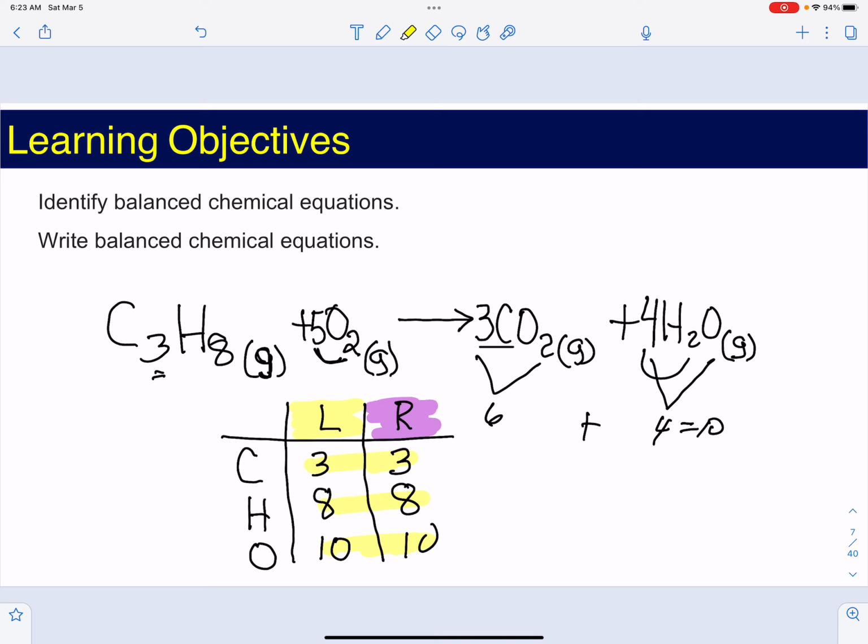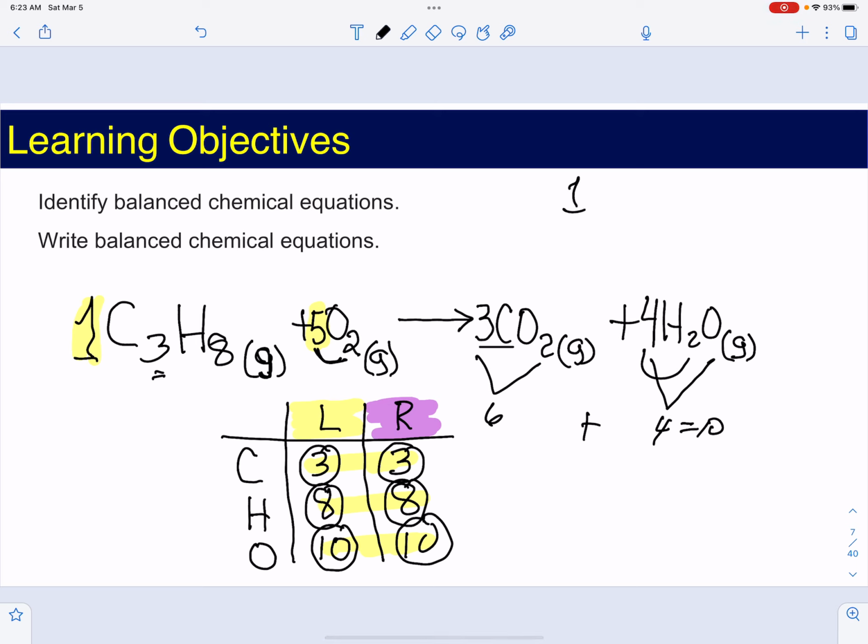The same amount of atoms that I have on the left side is exactly the same amount of atoms that I have on the right side. Therefore, it's balanced. You didn't create or destroy anything. You now know that for every 1 molecule of propane, you're gonna need 5 molecules of oxygen, which is what you saw on chapter 6.